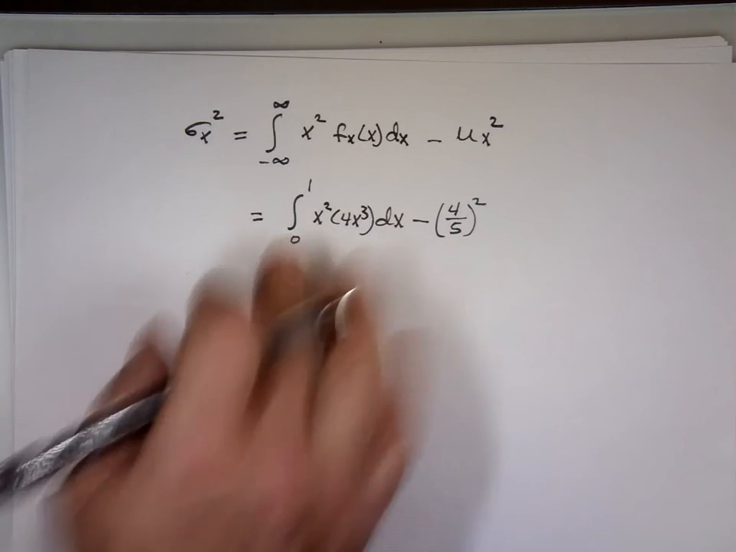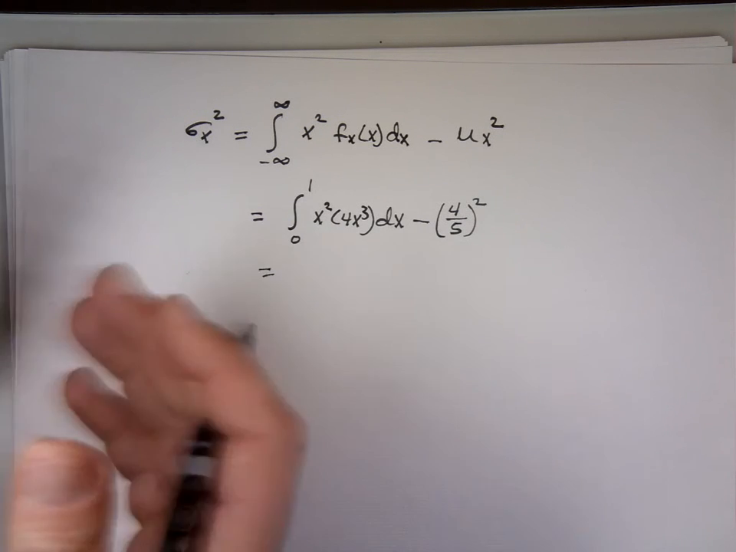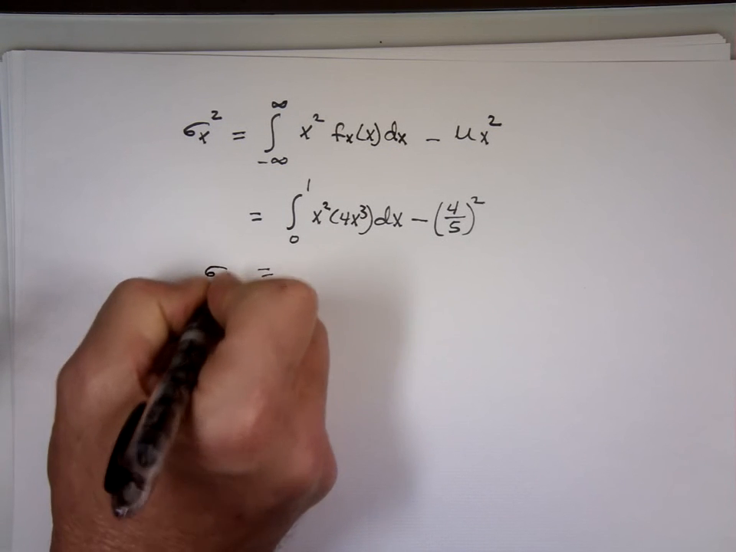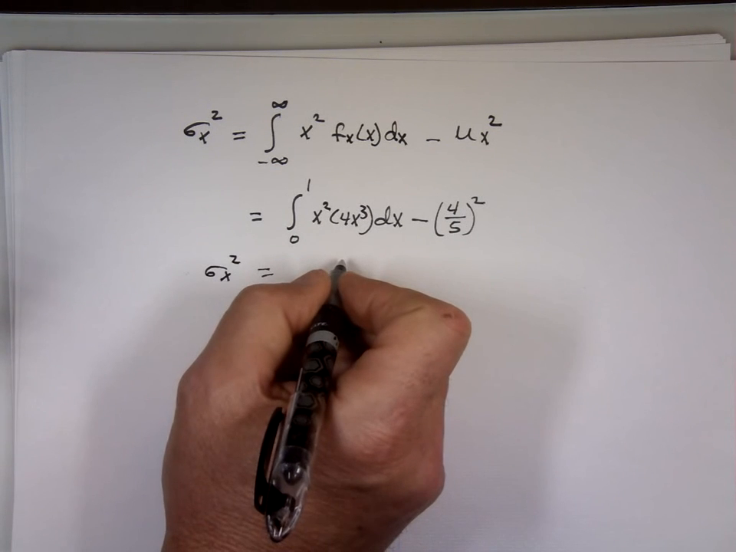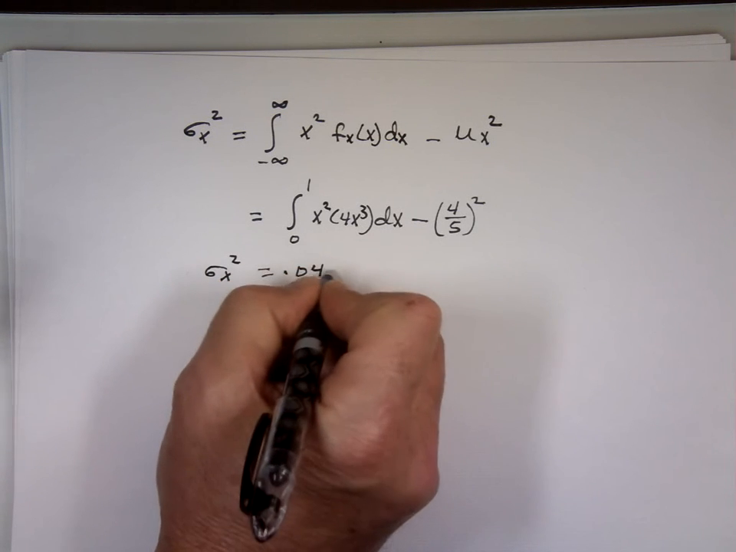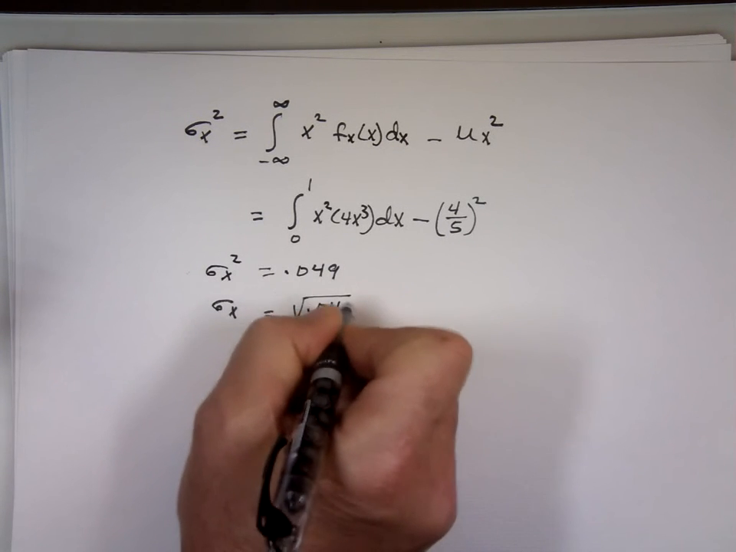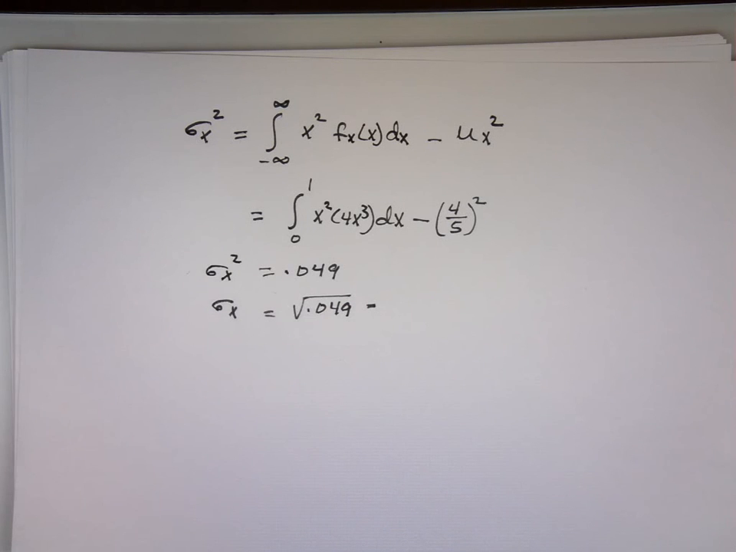Integrate that, plug in the limits, and that gives sigma x squared. We'll take the square root after that. If I put the square root, it will look really ugly. Sigma x squared will be what? 0.049 roughly, which means sigma x is the square root of 0.049. What do we get? 0.221.